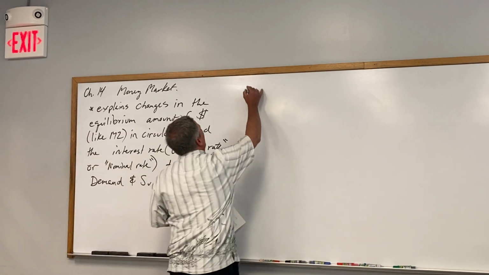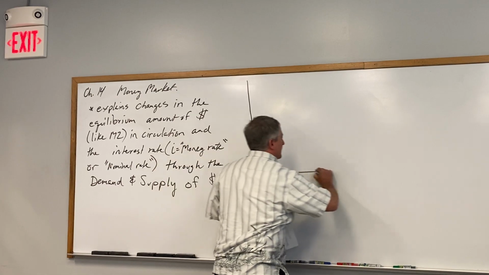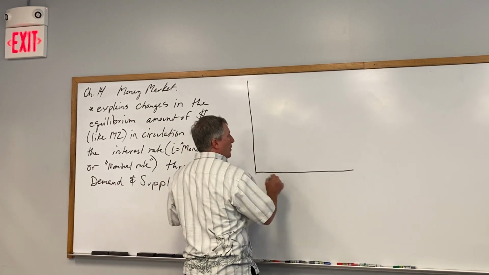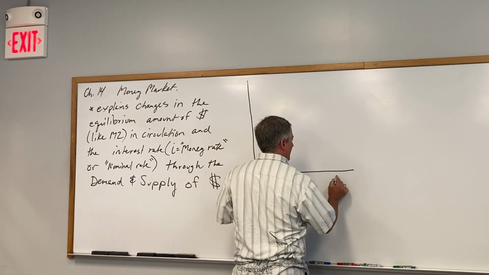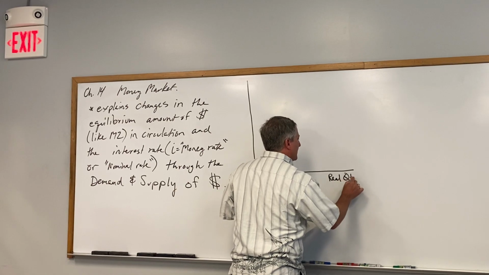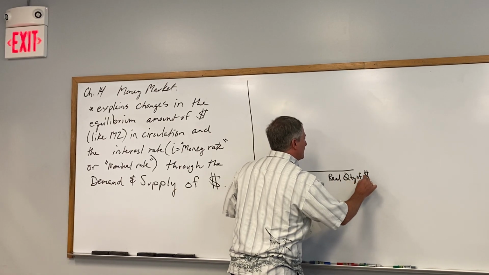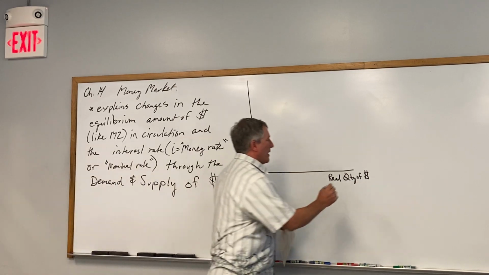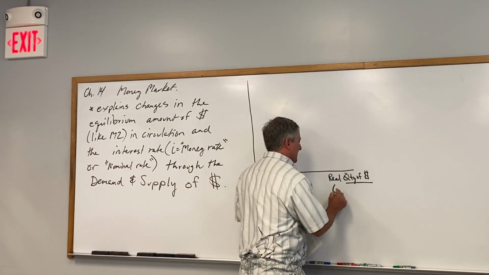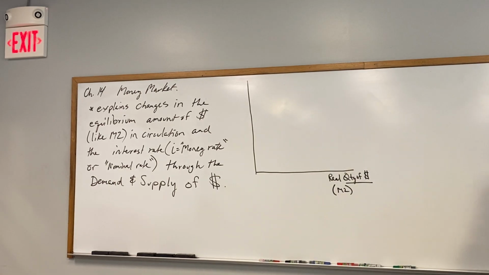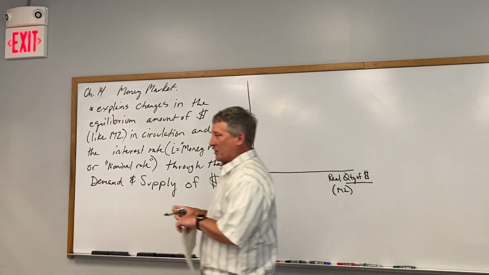Okay, so draw a nice graph here where we're measuring the quantity of money. So the real quantity of money. For the most part, we can just think of it as the quantity of money. So for example, M2 maybe. Could be M1, but M2 is the one that's the most widely used measure.